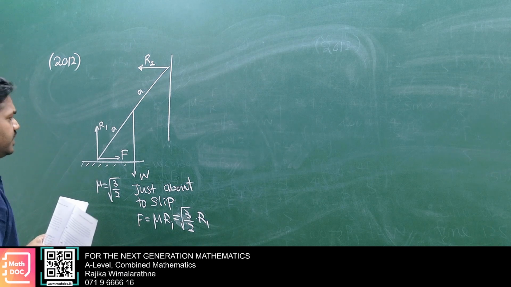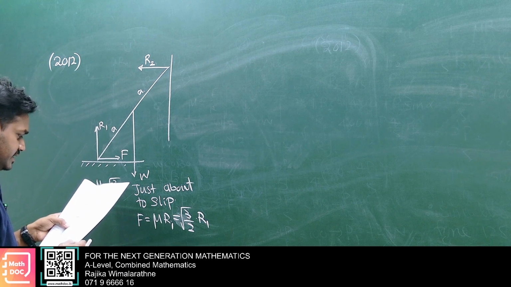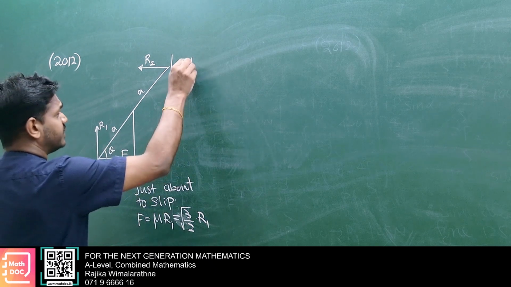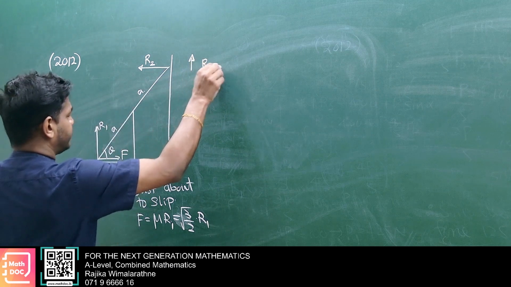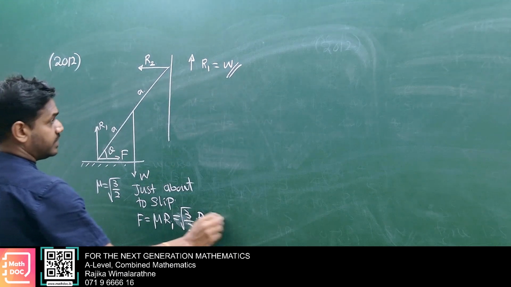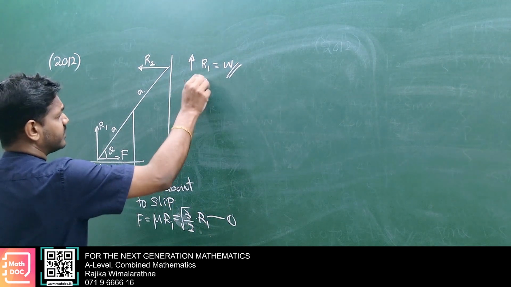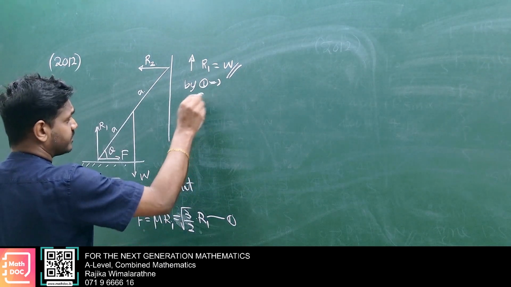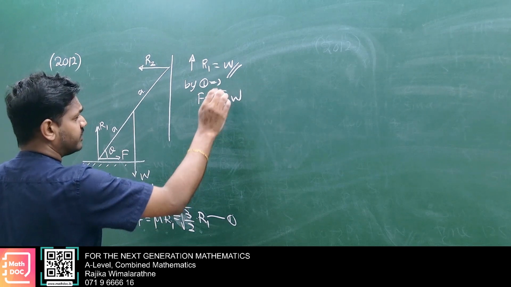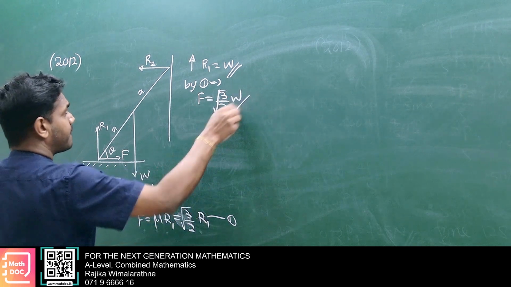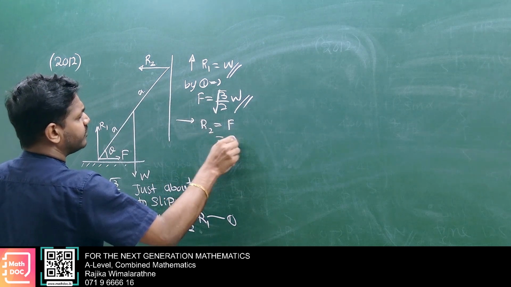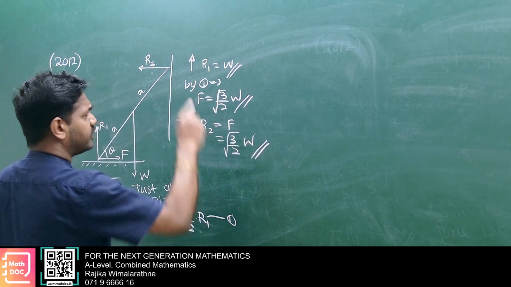Now find the inclination, angle theta. We can resolve vertically: R1 equals W, since it is in equilibrium. Then by that you find F. F equals root 3 over 2 times W. Then resolve horizontally: R2 equals F. Now all forces are known.